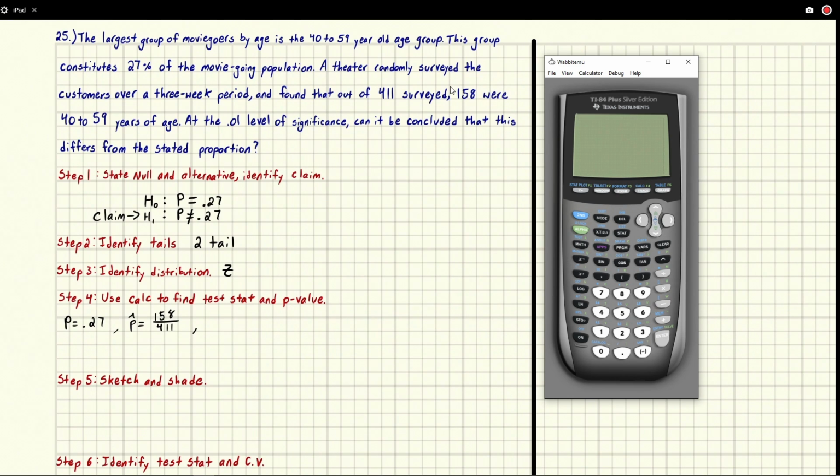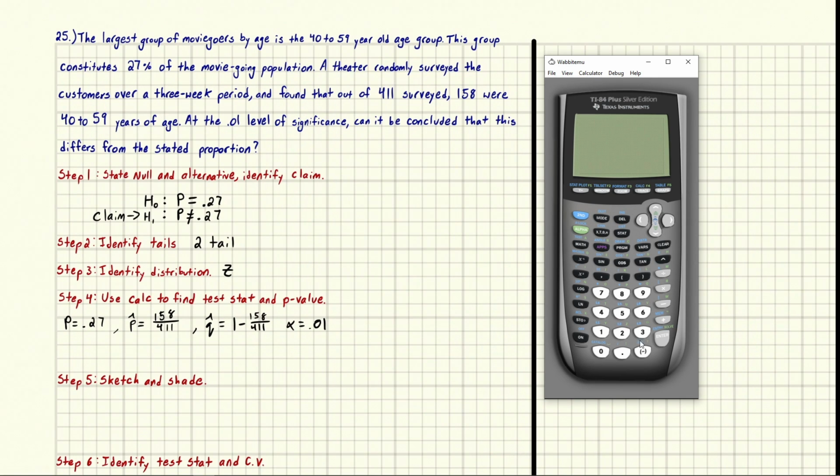And q hat is just equal to 1 minus p hat, so it's 1 minus 158 over 411. So we've got q hat now. We've got an alpha of 0.01. We won't actually need this for this part, but let's take note of it. That's all we've got here. So let's go to the calculator and turn it on.